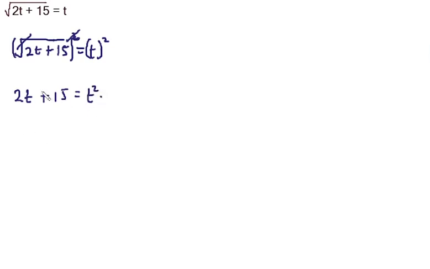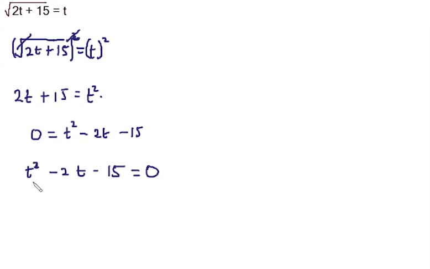Now we can move the constant term and the t term over to this side. So we have 0 is equal to t squared, 2t going over to this side is minus 2t minus 15. We can write this equation as t squared minus 2t minus 15 is equal to 0. So we have a quadratic equation on our hands.